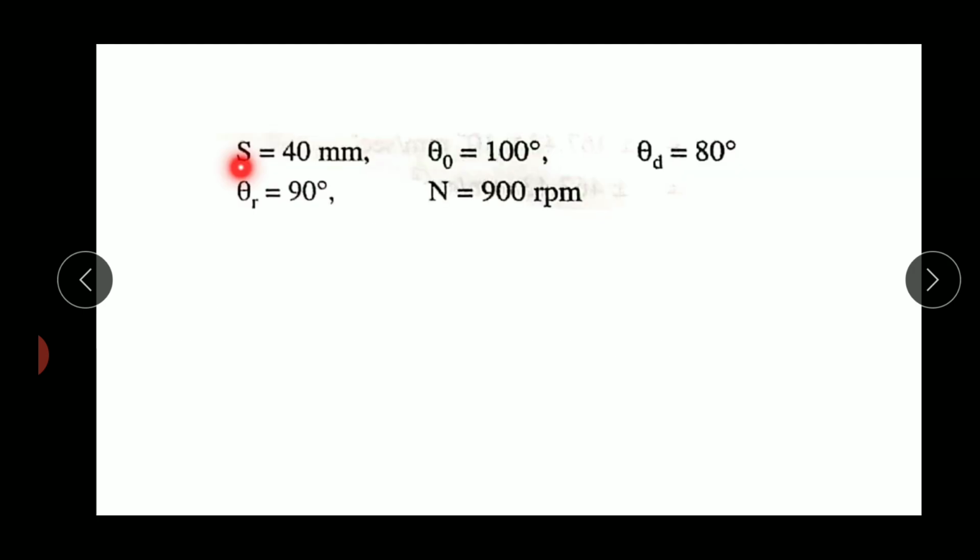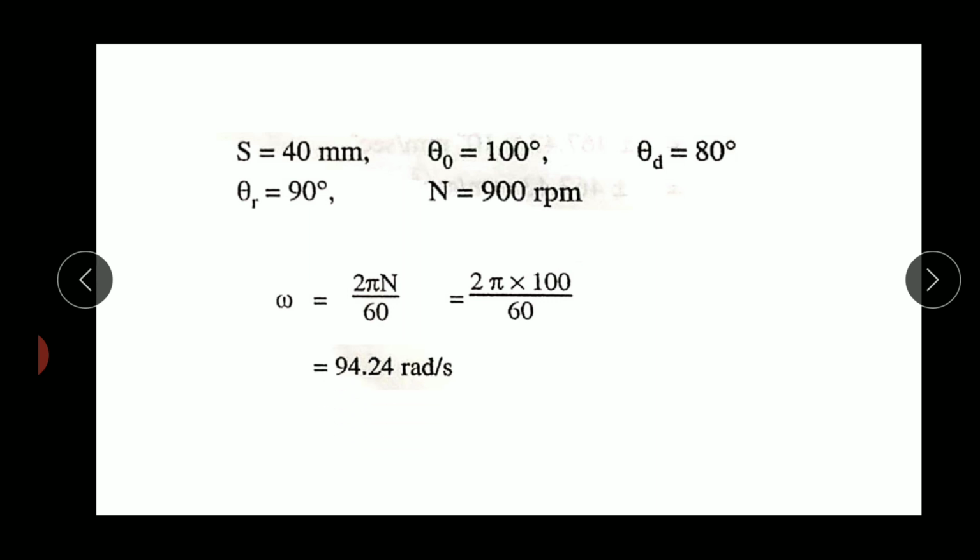So displacement of the follower is given as 40 mm, outstroke angle is 100 degrees, then first dwell is 80 degrees, then return stroke angle is 90 degrees, and the speed is 900 rpm. Now you can calculate the angular velocity. Angular velocity formula is 2 pi N upon 60, and N is given as 900 rpm. So put the value of N and you will get angular velocity in radians per second.